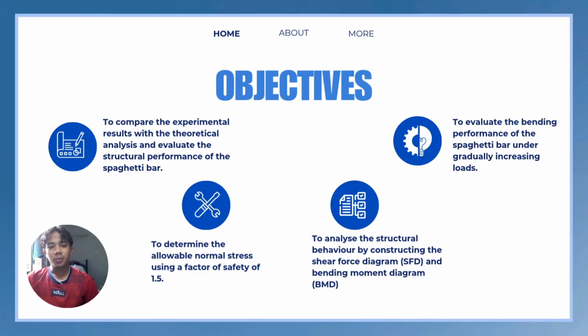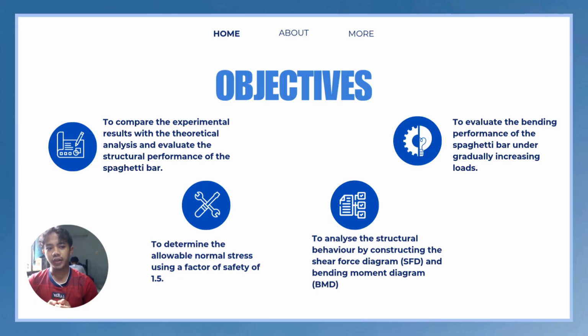Next, I would like to explain the objective of our project. So there are four main objectives that guided this experiment. So the first objective is to compare the experimental result with the theoretical analysis and evaluate the structural performance of the spaghetti bar. So this comparison helps us determine whether the theoretical equation can accurately predict the actual behavior of the structure. So the second objective is to determine the allowable stress by using a factor of safety of 1.5.